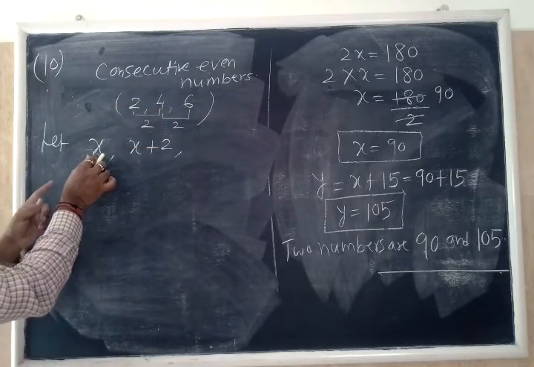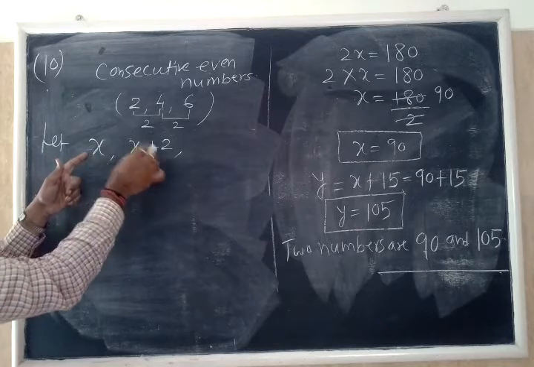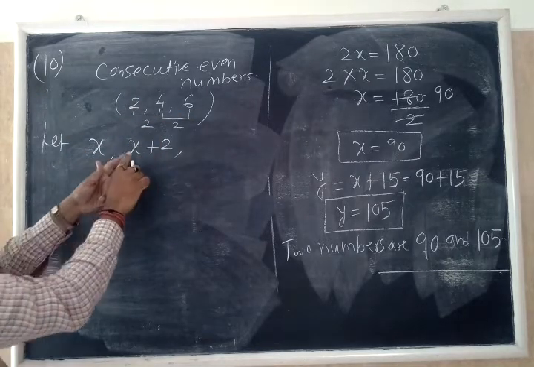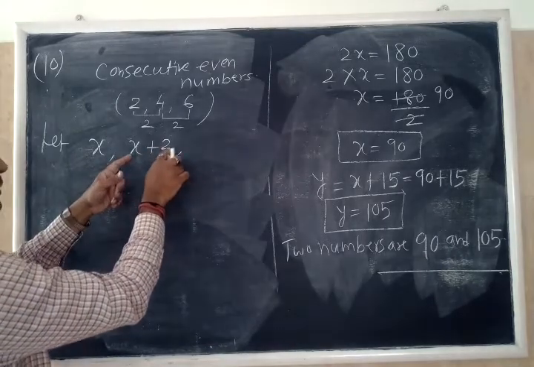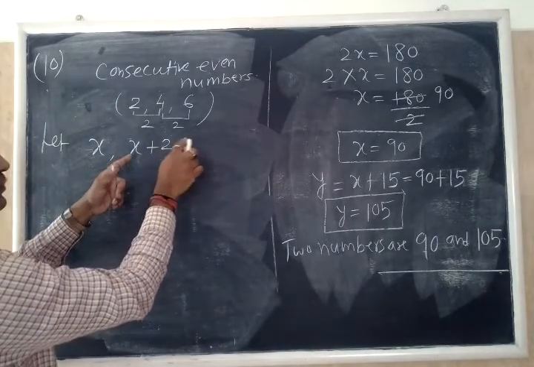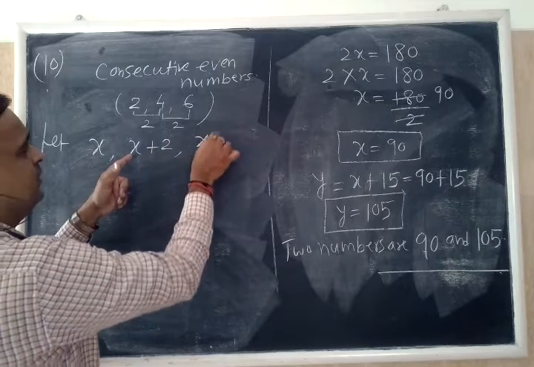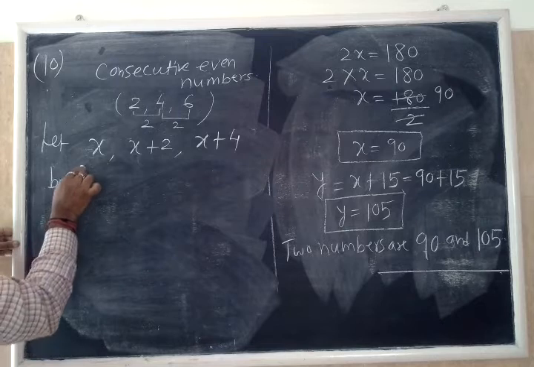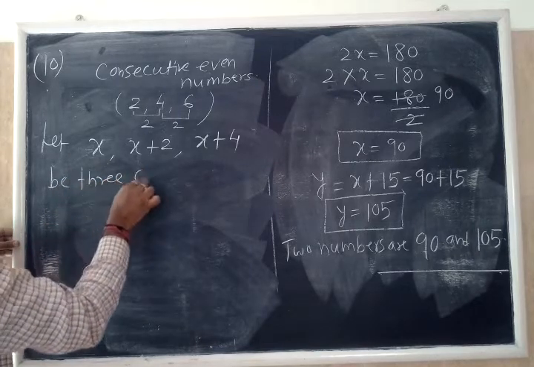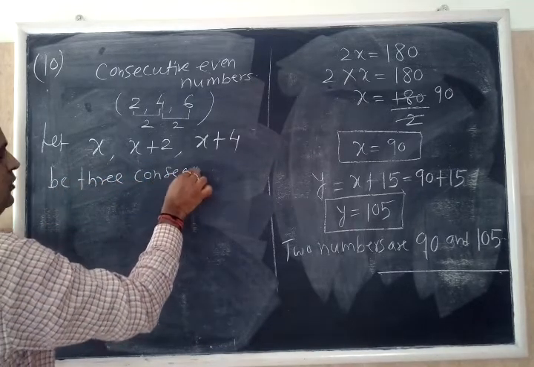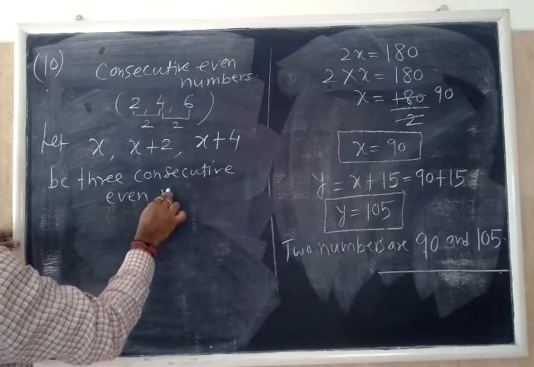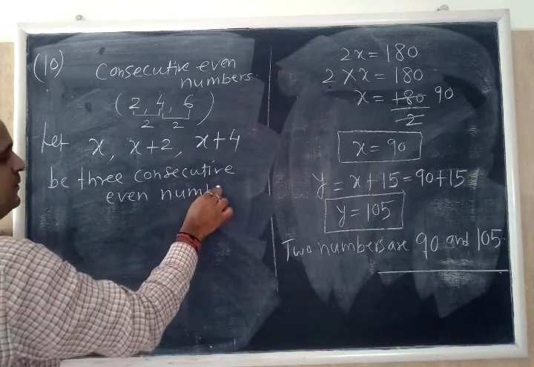So the first even number is x. The next even number will be x plus 2. What will be the next even number? X plus 2 plus 2, which will be x plus 4. So these three are consecutive even numbers. Is it clear, my dear?